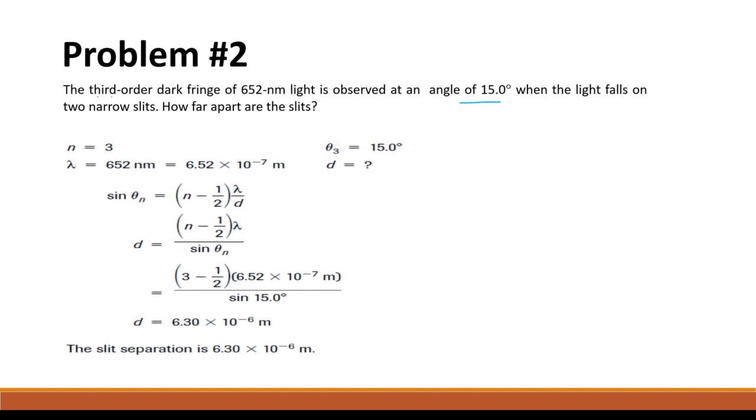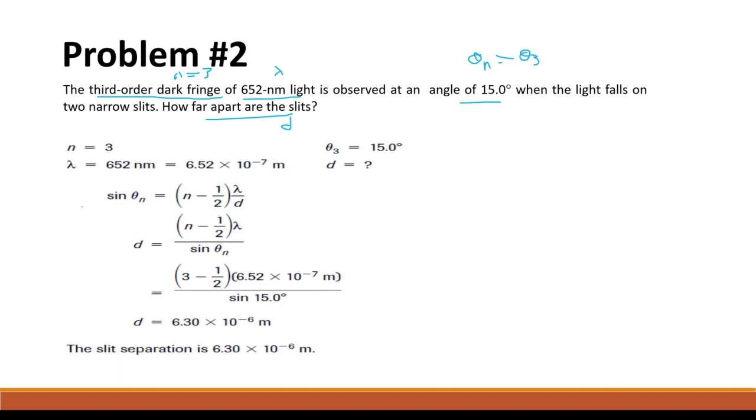So let's take a look at things. Third order dark fringe, what is that? That's n equals 3. That's the third nodal line, right? Dark fringe, destructive interference, of 652 nanometers. We have a wavelength. And then an angle, we have a theta n here. And since it's the third order dark fringe, we can say it's the angle for the third nodal line. And we want to find out how far apart the slits are. So we have D.